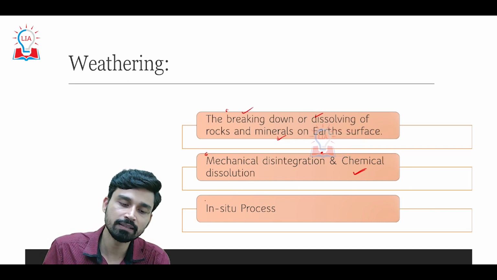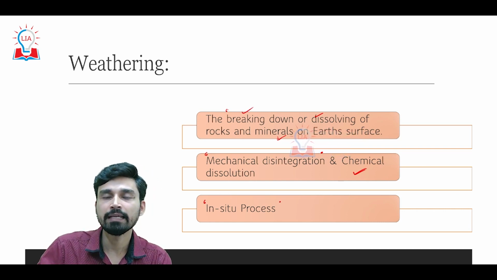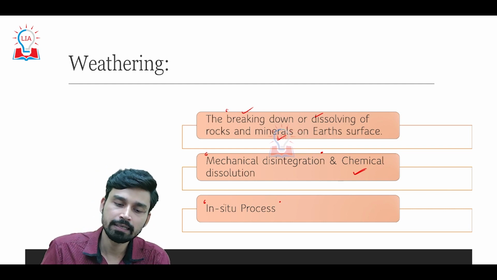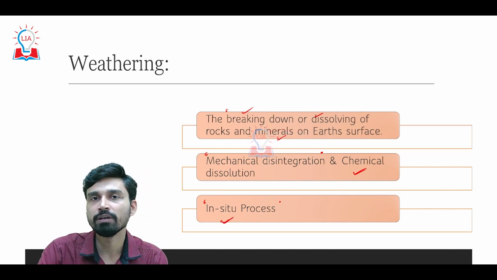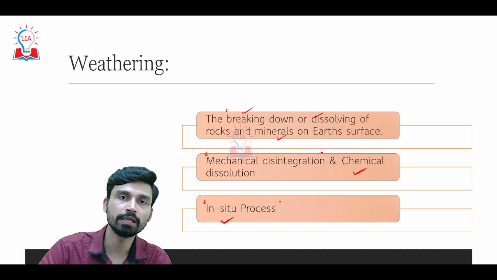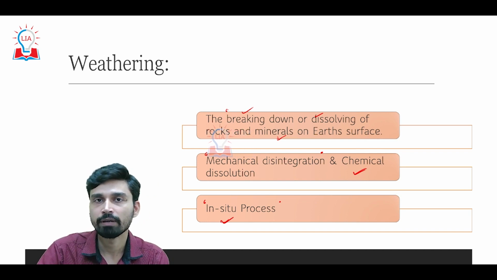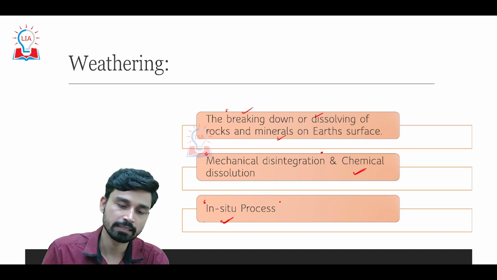Not only that, since weathering happens in the area where agents of erosion are moving, it is an in situ process. That means weathering does not happen from one place to another place. Weathering happens in the area where we have the movement of the agents of erosion. Thus, it is an in situ process.